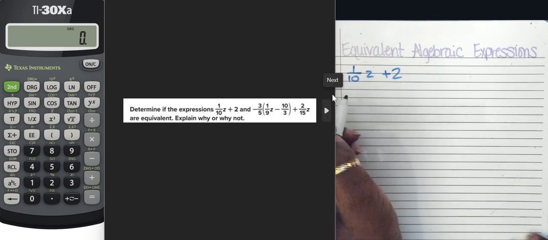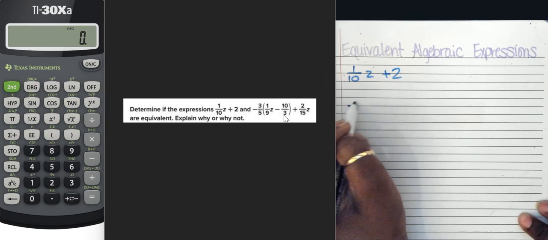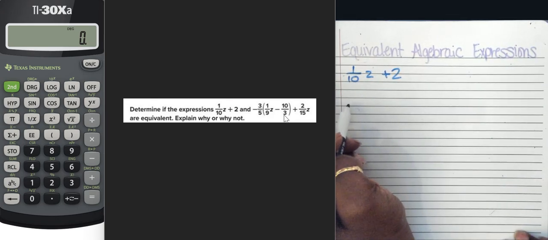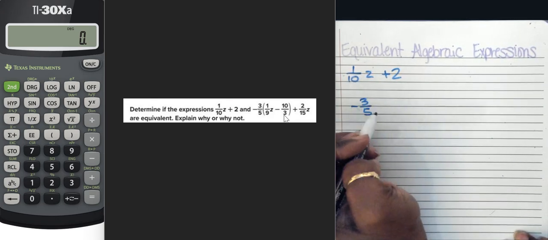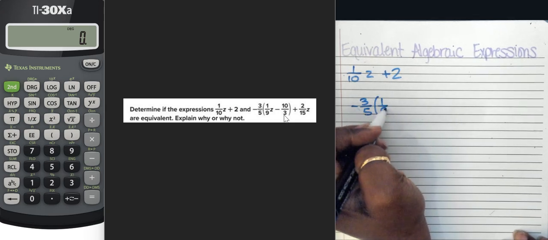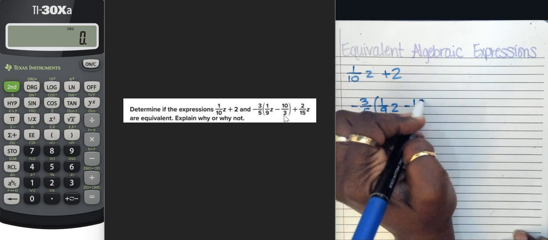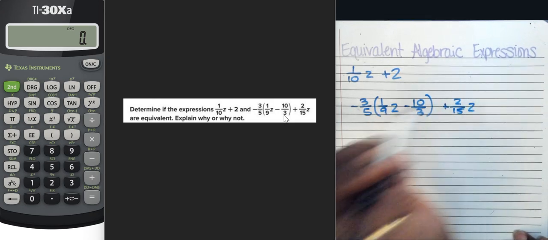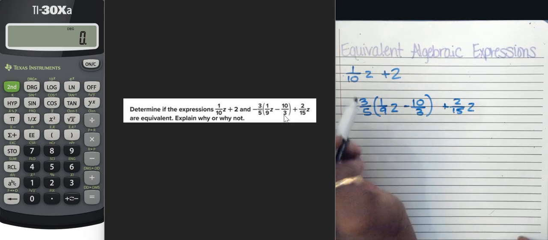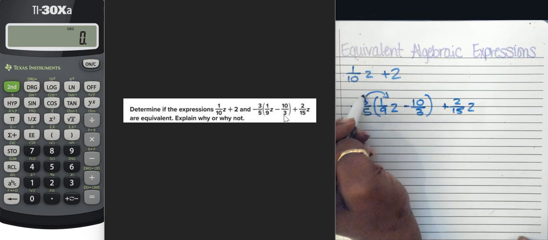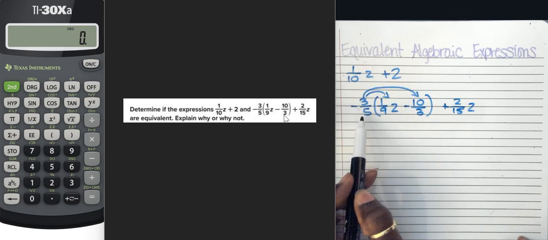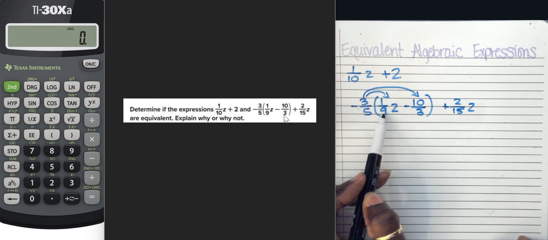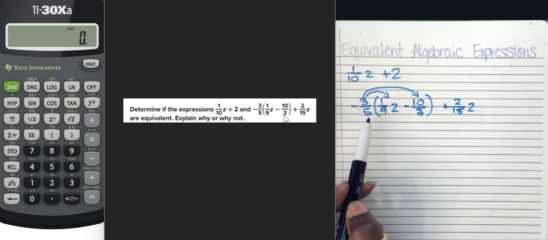So what we're going to do now is look at the second expression, which is going to be the -3/5 times 1/9 z minus 10/3. And then we're going to add 2/15 z. All right. So the first thing we need to do is take care of the distributive property. Remember, if you don't see a number outside of the parentheses, you're assuming that you're multiplying by 1. However, we see a -3/5. So we're multiplying each of the terms within the parentheses by -3/5.